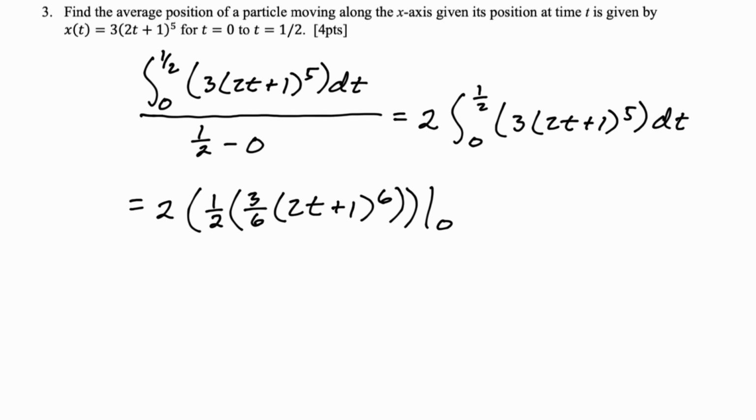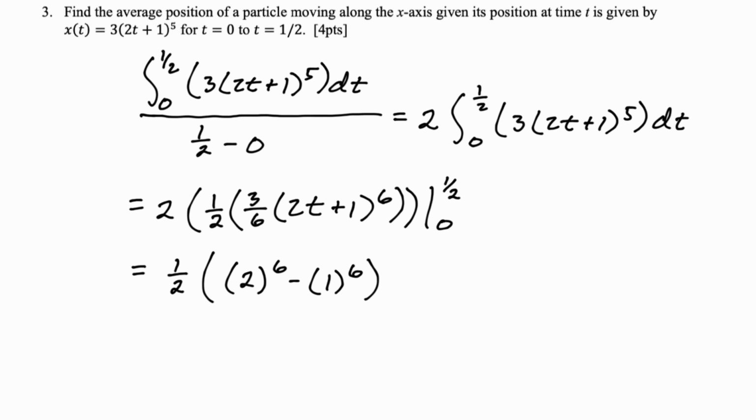And we're going from 0 to 1/2. All right, when we do this, you get 2 times 1/2 is 1, and then 3 over 6 is 1/2. All right, we have to plug in 1/2. That's going to give us 2 to the 6th. Then when we plug in 0, we get 1 to the 6th.